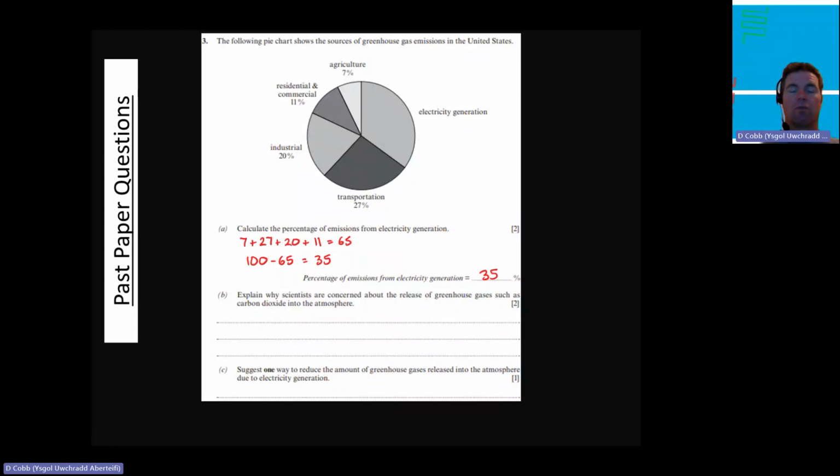And if I look at whether that wedge looks like 35% of the whole, I would say yes, it probably does. So I'm quite happy with that. It's always a good idea to check, particularly in maths questions, does it look right?